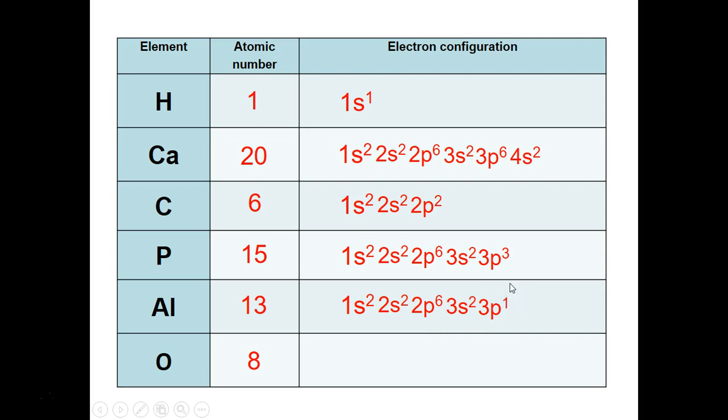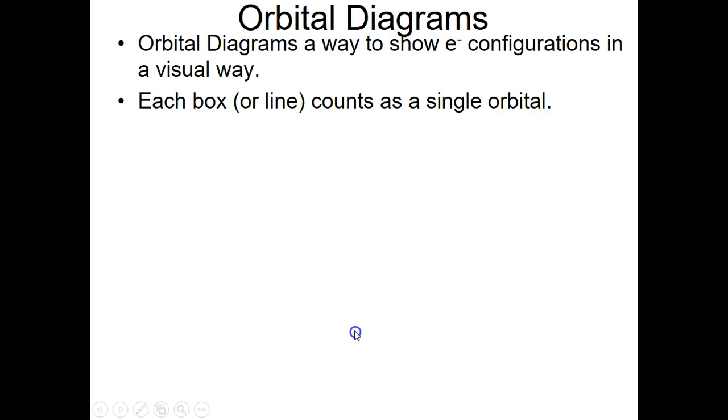Finally, oxygen has an atomic number of 8. Oxygen's electron configuration will end at 2p4. So we're going to have 1s2, 2s2, 2p4, and that is oxygen's electron configuration. Now I just want to note that when you take all the superscripts in any electron configuration and add them up, they should add up to the atomic number. So we see here for oxygen, 2 plus 2 plus 4 is 8. 2 plus 2 plus 6 plus 2 plus 1 is 13, and so forth.